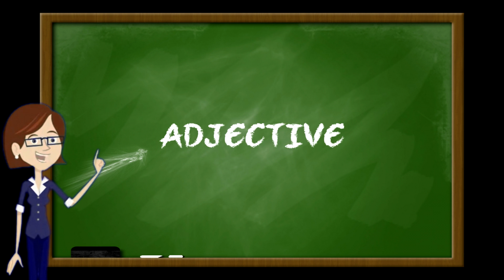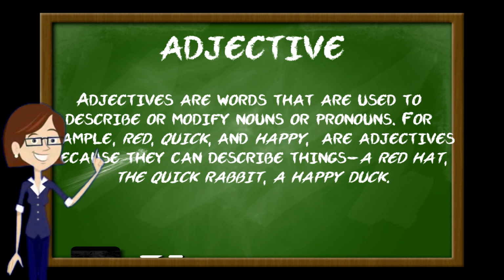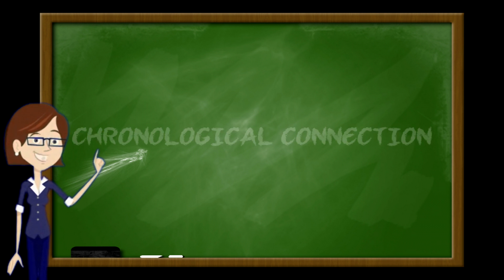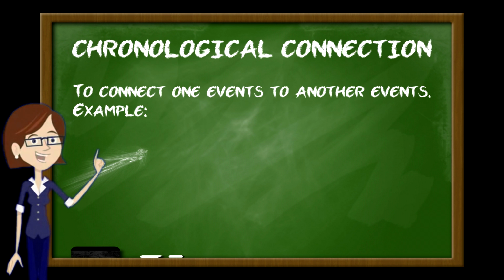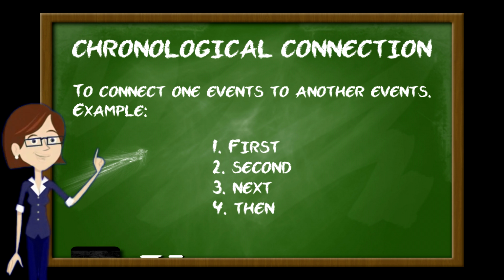The next is about adjectives. Adjectives are words that are used to describe or modify nouns or pronouns. For example red, quick, and happy. They are all adjectives because they can describe things, for example a red hat, the quick rabbit, and a happy duck. And the last is chronological connections. Chronological connections are used to connect one event to another event, for example first, second, next, then, and others.